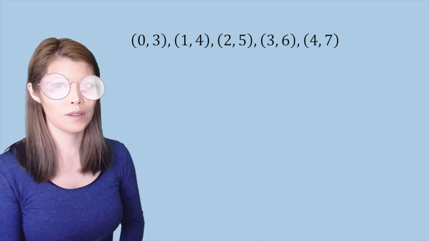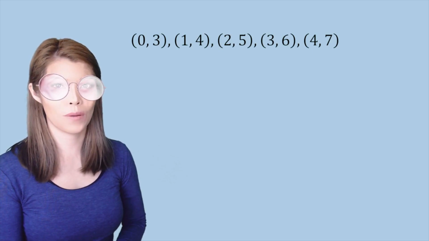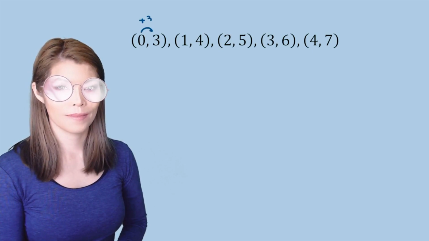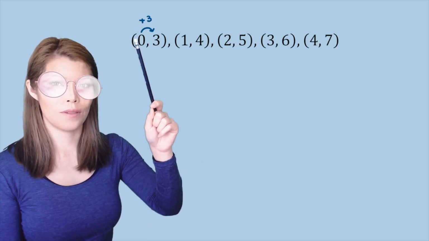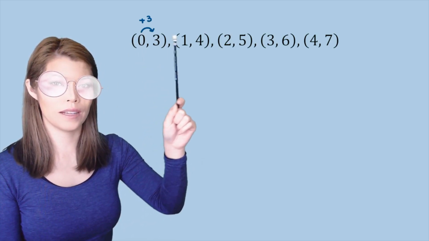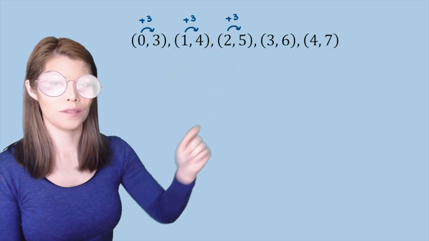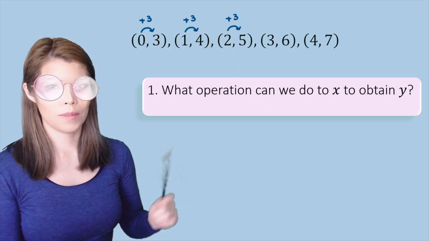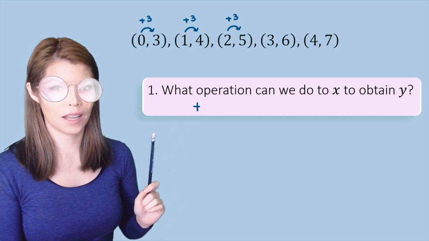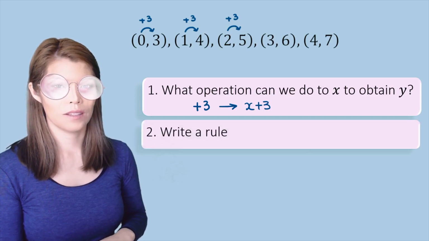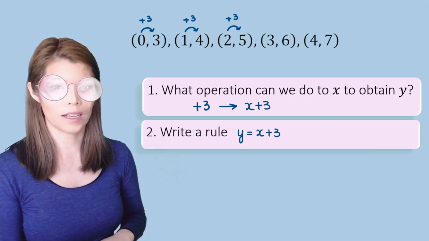Here we have another one. You can pause the video and see if you can come up with the equation yourself, and unpause to check for answers. In this scenario, we can see that for every x value, we've added 3 to obtain the y value. So 2 plus 3 is 5. So step number 1, this time we just added 3. So we could write it as x plus 3. So our rule is y equals x plus 3.